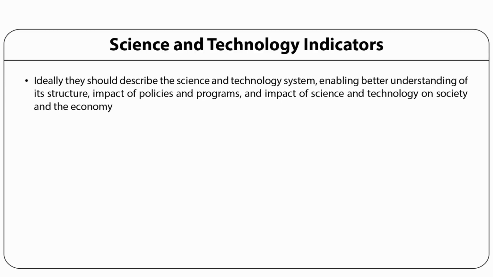In this slide, we discuss science and technology indicators. Ideally, a science and technology indicator should be able to describe the science and technology system. The science and technology system includes infrastructures like scientific manpower, laboratory infrastructure, journals, and various aspects of scientific activity. The indicators of S&T should enable better understanding of the structure of the S&T system, impact of policies and programs, and the impact of science and technology on society and the economy.